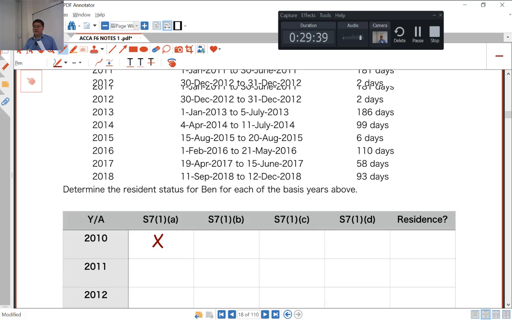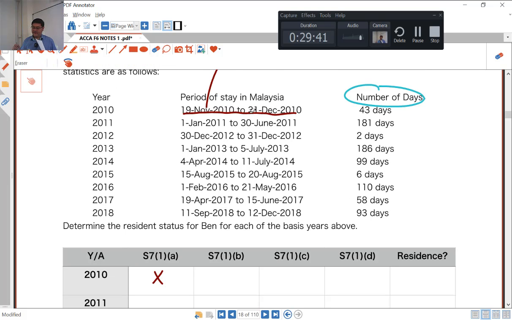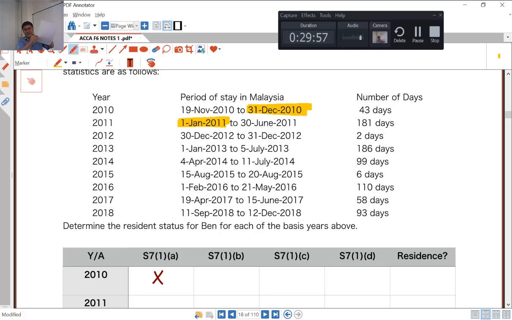Okay, if you want to use 7.1b, you need to have what? Link. So normally to identify the physical link, you must be in the country the last day of the year and the first day of the next year. Now good, I notice that Ben has link. But even when you link, the next requirement is the period that you link must have how many days? 182. And not only 182, the word is what? 182 what? Consecutive days. Now we notice that in 2011, he's only here for 181. So can or not? Cannot. So he failed B as well.